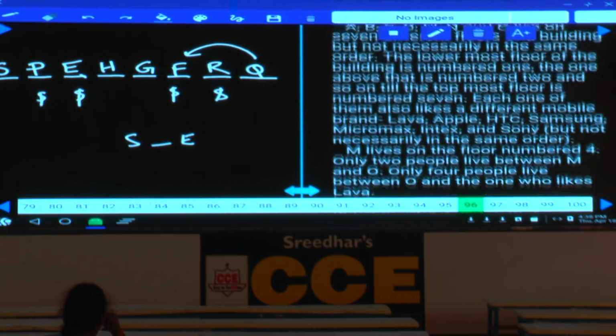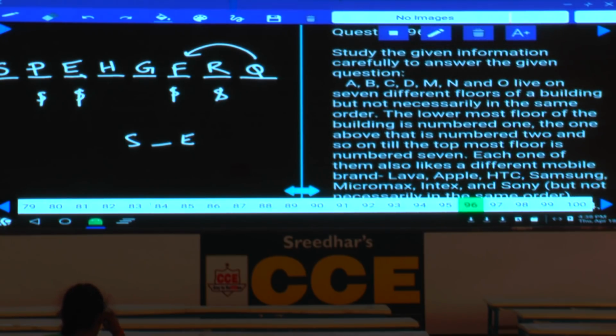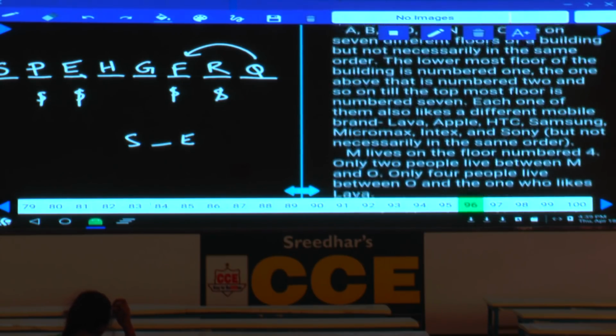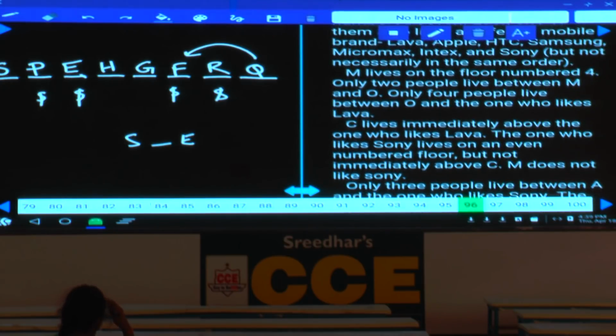Now in this 96 to 100, A, B, C, D, M and O are the 7 persons who live on 7 different floors of a building, but not necessarily in the same order. The lowermost floor of the building is number 1, and the one above that is number 2, and so on. The topmost floor is the 7th floor. And each one of them also likes a different mobile brand like Lava, Apple, HTC, and so on. What is the information given here? 7 persons living on 7 different floors.